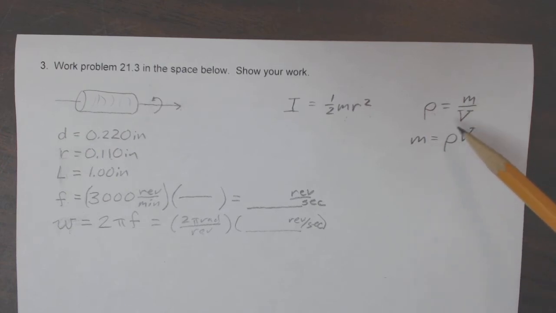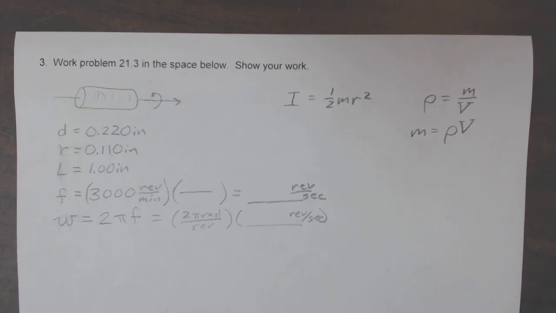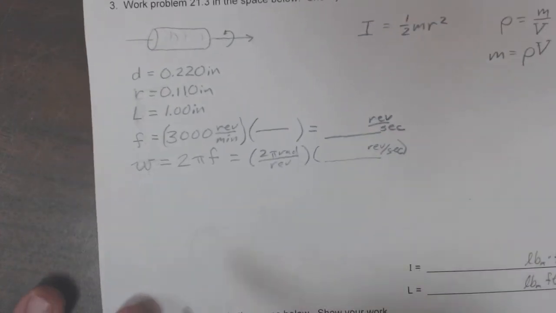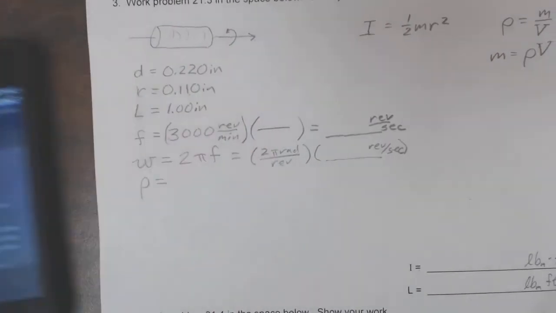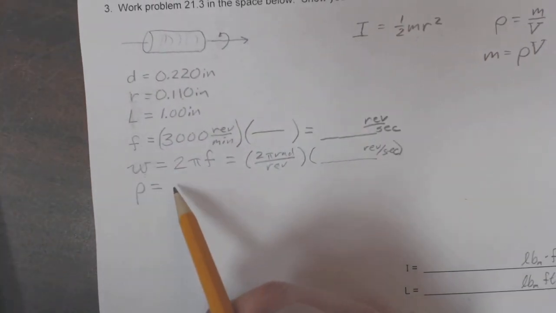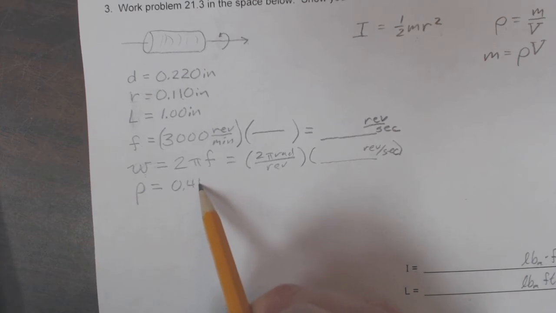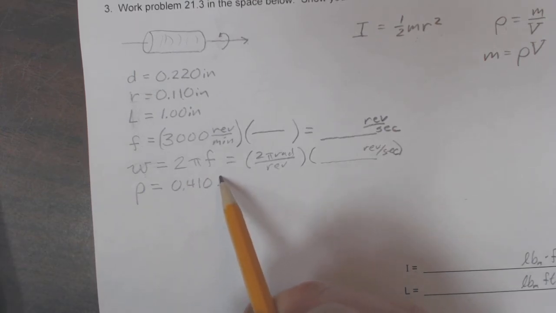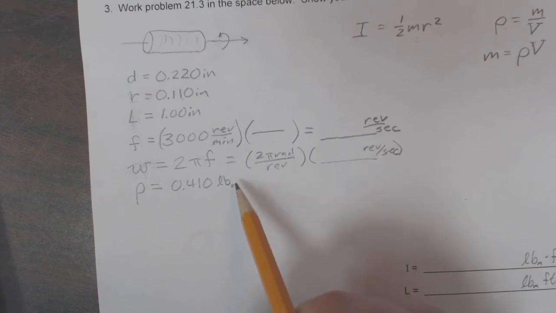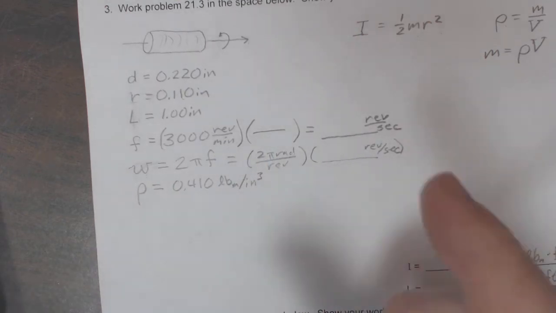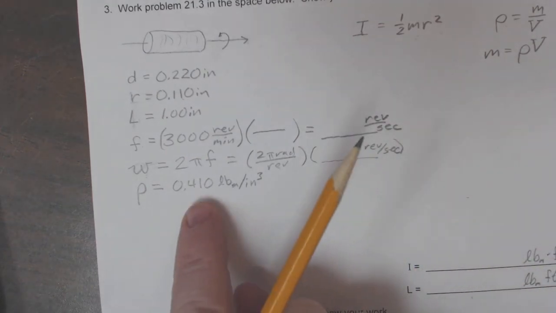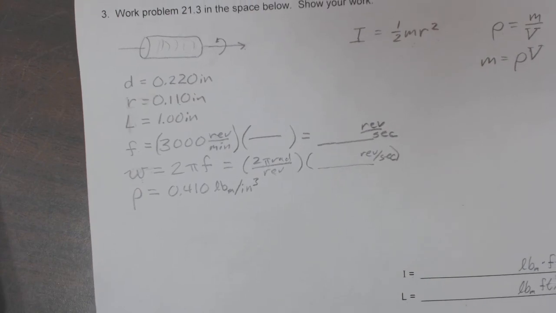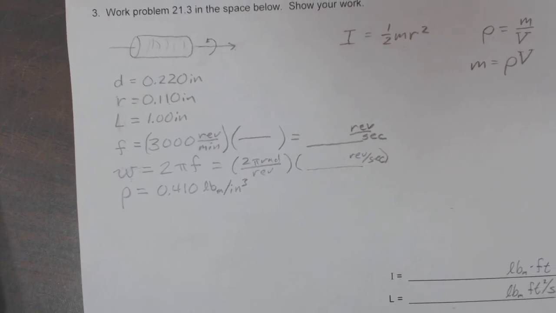Alright, so solving for m, you get rho times v. If you look at the density of lead, you find out that if you look it up online right here, you see that it is about 0.410 lbm, pound masses that is, per inches cubed. That means if you took a 1 inch by 1 inch by 1 inch cube, it would weigh 4/10 of a pound. So fairly dense material that we're referring to here.